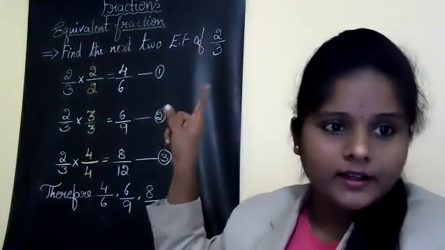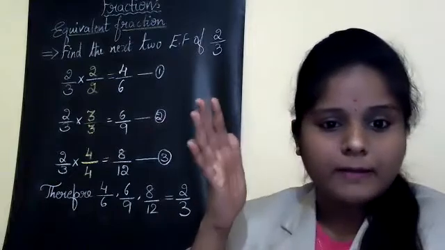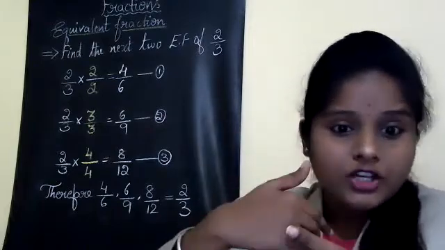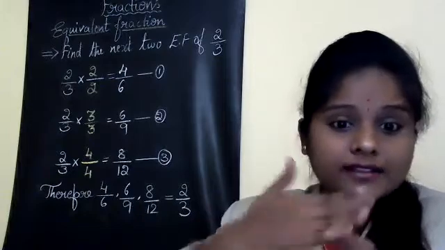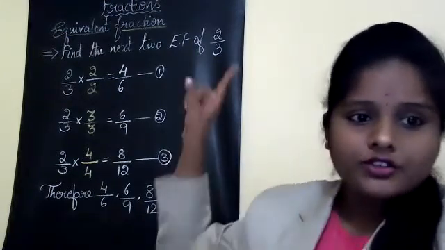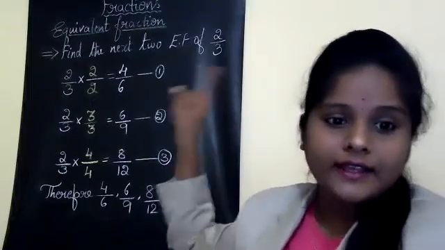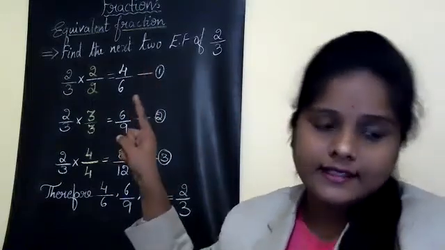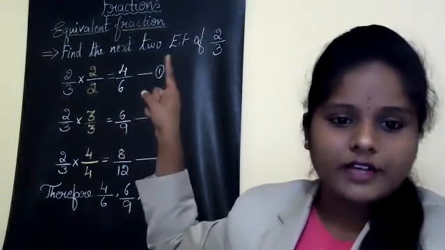Are you getting it? Only thing what we are doing is when you come for the equivalent fraction, you should remember the number of divisions are changing. Okay. The number of divisions, that is the parts, are changing, but not the value. So the first equivalent fraction of 2 by 3 is 4 by 6.